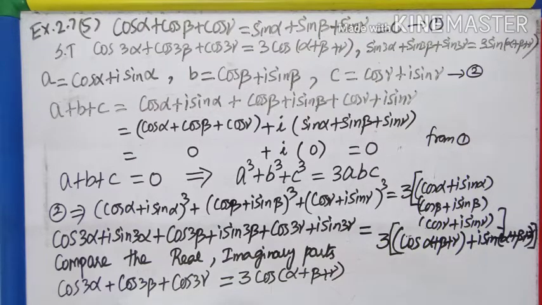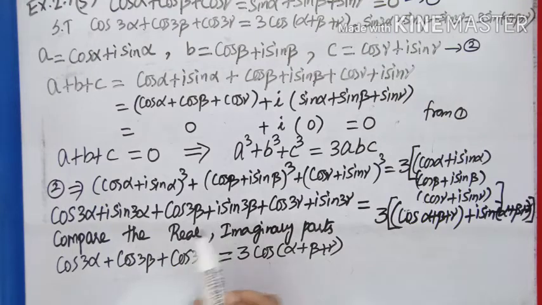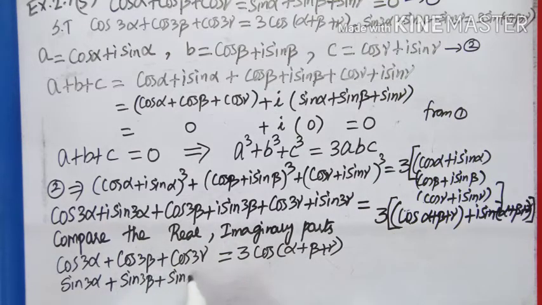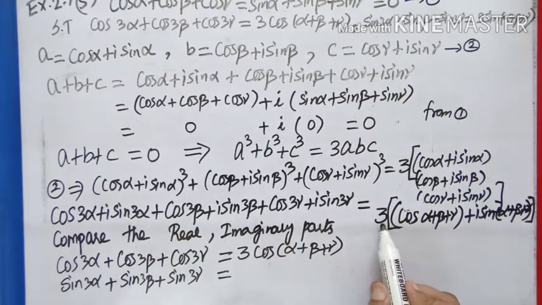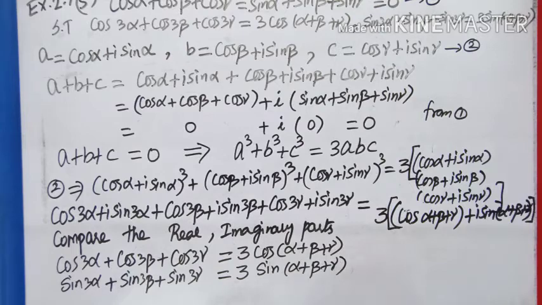Now let me compare the imaginary. What is the imaginary? All that is with i. So I will write sin 3 alpha plus sin 3 beta plus sin 3 gamma equals, what is with i? There is a number 3 which is out, into sin alpha plus beta plus gamma. And so I have achieved the 2 results using 2 different ideas.